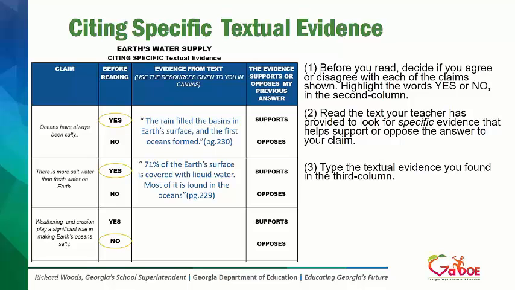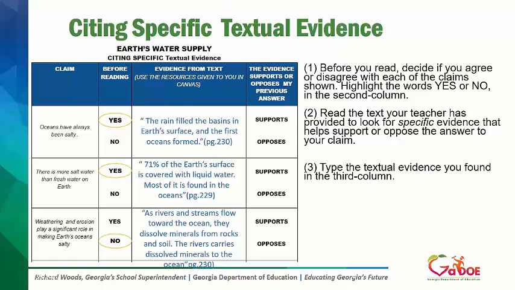So weather and erosion play a significant role in making Earth's oceans salty. And so they found that as rivers and streams flow towards the ocean, they dissolve minerals from rocks and soil. The rivers carry dissolved minerals to the ocean. And again, they quote that, and then they tell me what page number they found that.